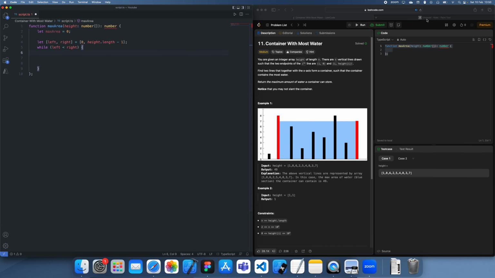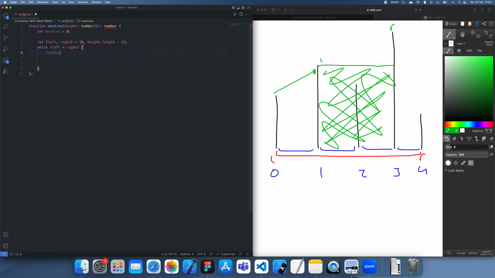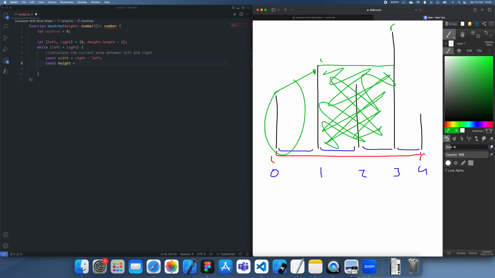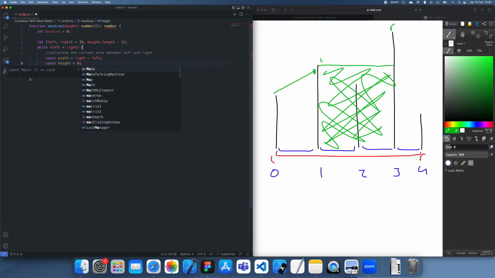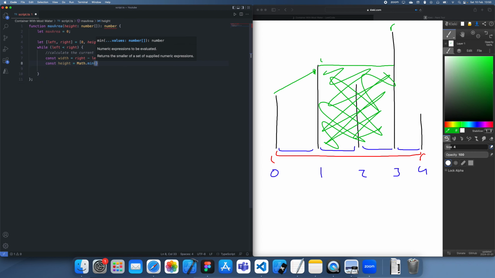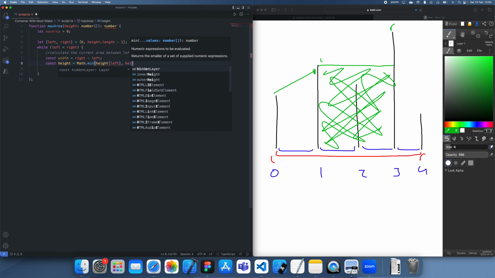Okay, so what we're going to do is calculate the current area between left and right. So we already know the height, we know the width is just going to be right minus left. You can see from this example, when right is at index 4 and left is at index 0, the width is in fact 4, like so. So that's the width, and the height is given by the limiting factor between height left and height right. So we can just do math.min of height left and height right.